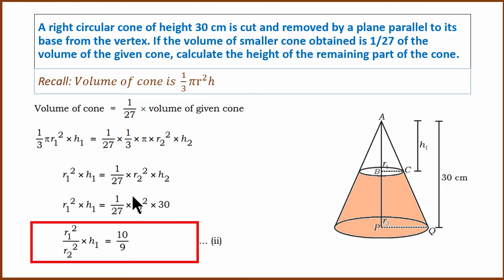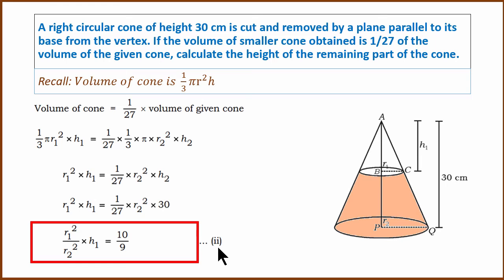The next step is we take R2 square to the left hand side, and it ends up being R1 square divided by R2 square multiplied by H1, and on the right hand side we'll simplify 30 divided by 27. 30 happens to be 3 times 10, 27 is 3 times 9, so 3 gets cancelled. You end up with 10 divided by 9. Let's call this equation number 2.